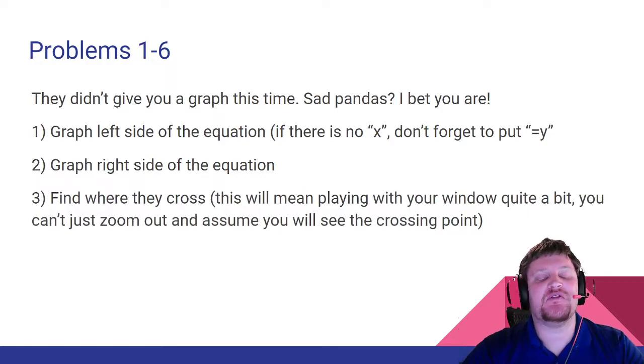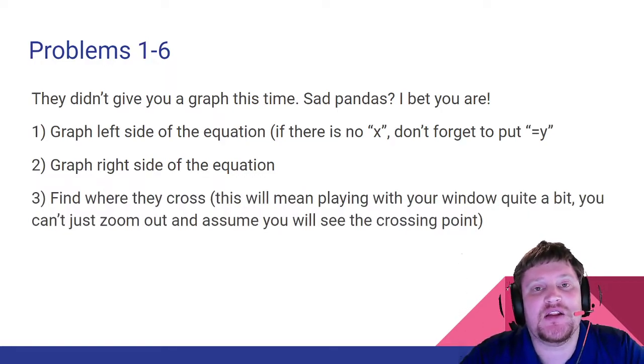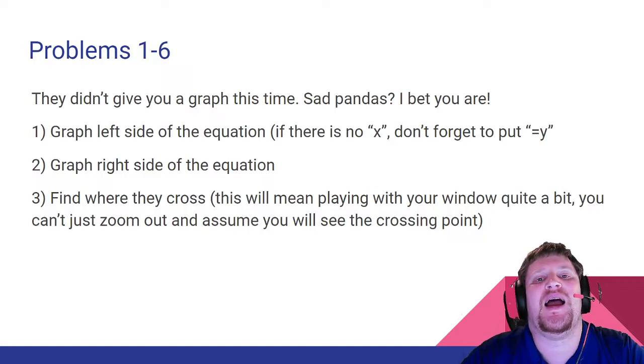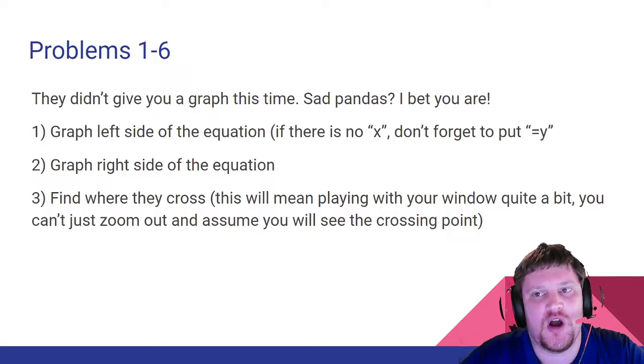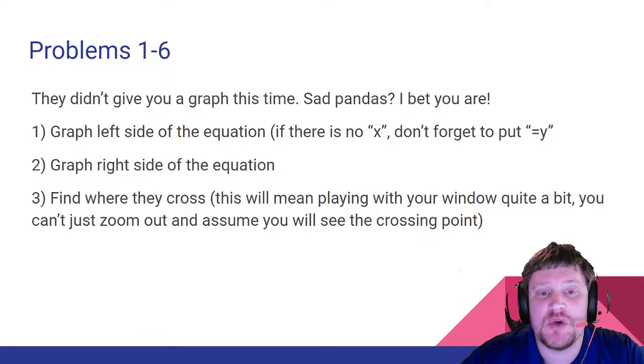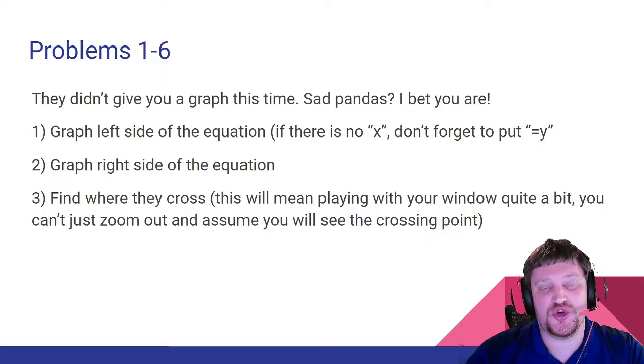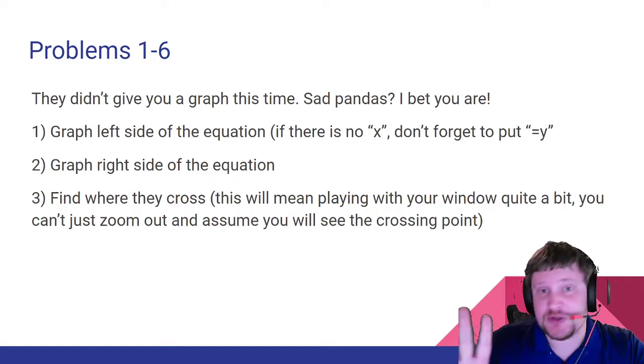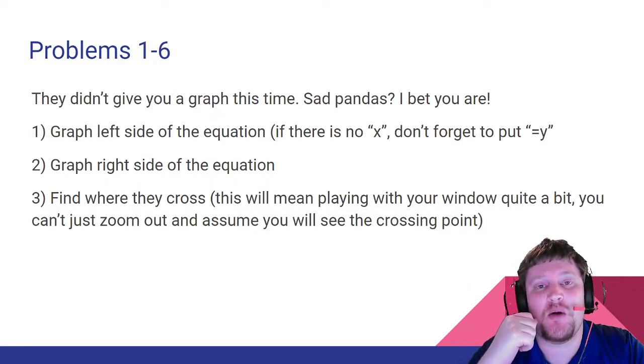Finally, you're going to have to find where those two graphs cross. Now, a lot of these problems, they're logarithmic. So because of that, they're going to cross in really awkward locations. This is going to mean having to play with your window quite a bit. For example, there's one question that if you just try to scroll until they cross, you would scroll for hours without finding where they cross. They do eventually cross, and if you just try to zoom out until you see them cross, you're going to get what looks like two horizontal lines. So you won't be able to see where they cross that way either.